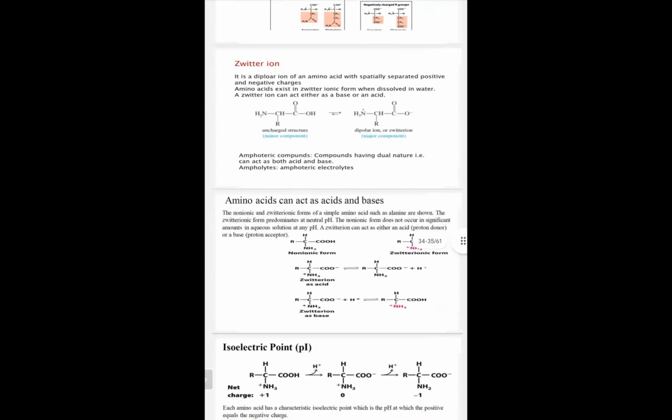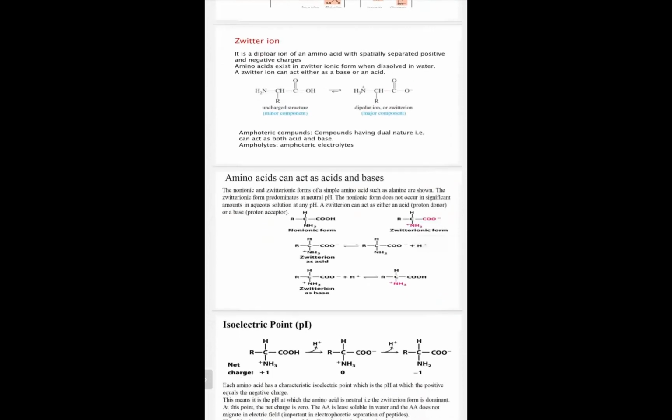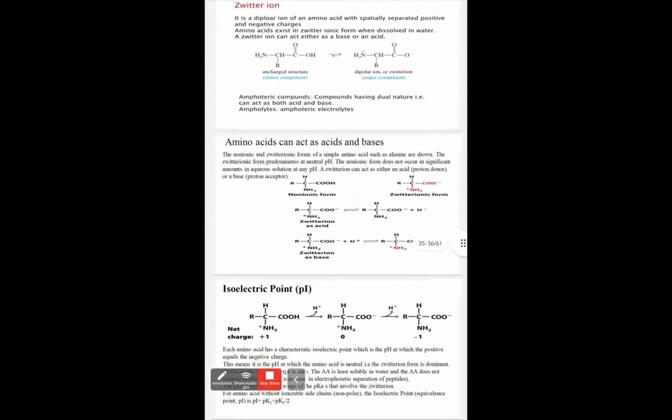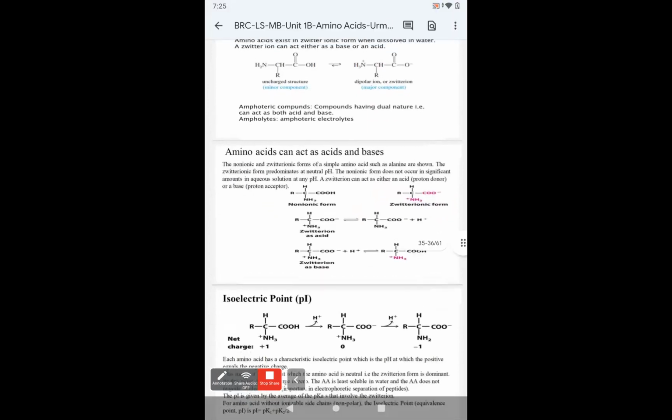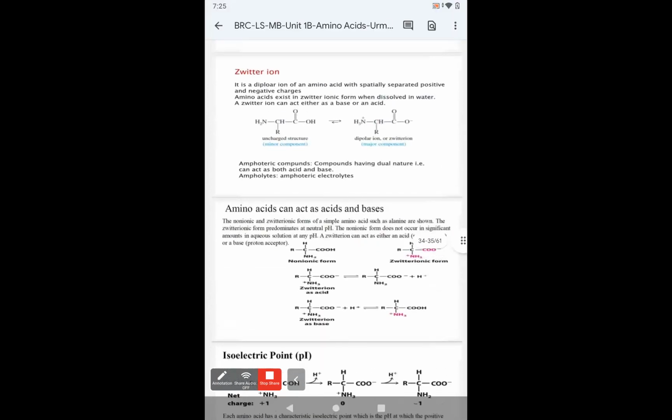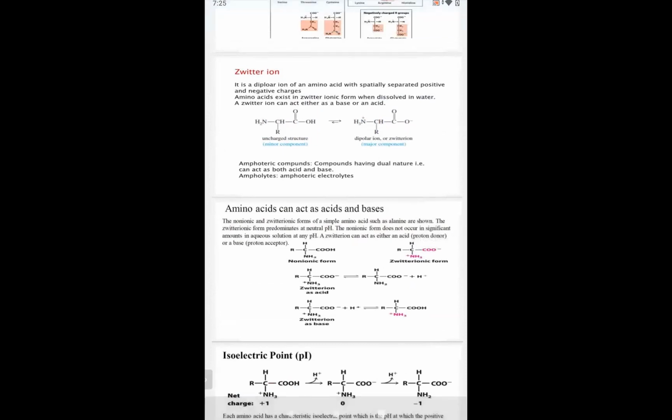In the next class we will discuss the Zwitter ion. Any doubts regarding today's topic? Anybody have doubts? Rujuta, Laya? No, ma'am. Yamini? No, ma'am. Sushma Fernandez? No, ma'am.